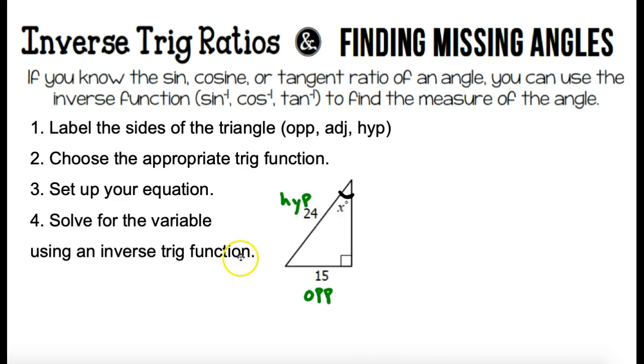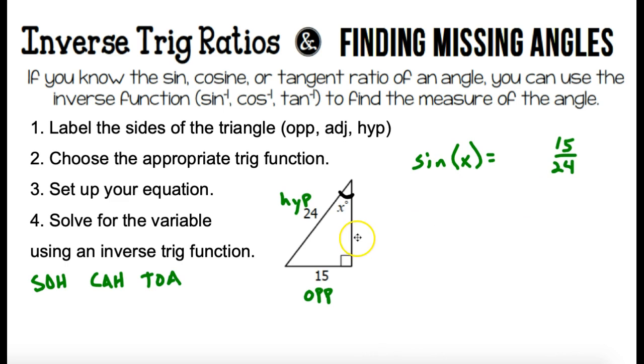Right? So then, just like before, we want to choose the appropriate trig function based on these sides. So again, we're thinking about SOH CAH TOA. So the trig function that deals with the opposite and the hypotenuse is sine. So my setup is going to be sine of the angle. So sine of x equals opposite over hypotenuse, which is 15 over 24.